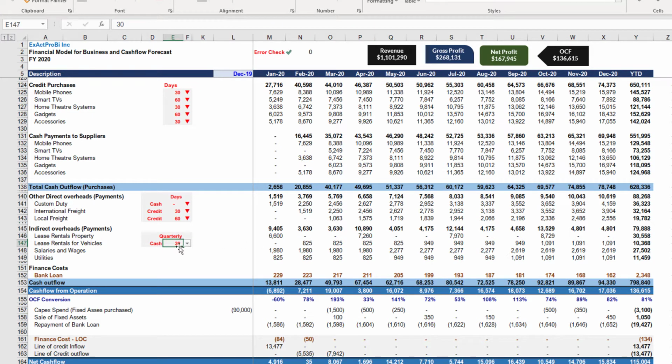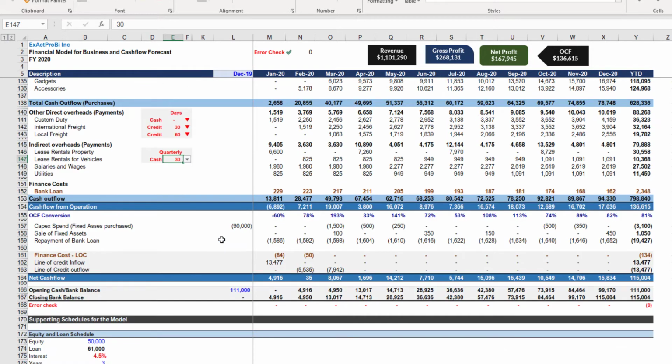Similarly, for vehicle lease rentals, usually there is an advance, but in some cases you can make a deal with your vehicle lease supplier and get a credit. So here I have put credit, but in case you don't have credit, you can make it 0. In that case, you'll be paying it each month or beginning of the month. Same scenario, the cash flow situation would be the same. Let's make it 30 here.